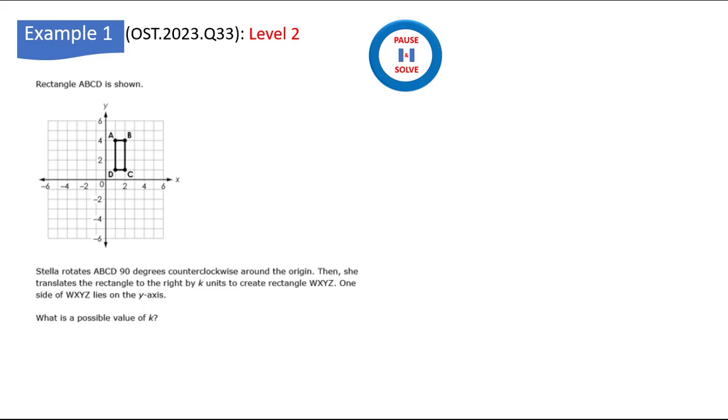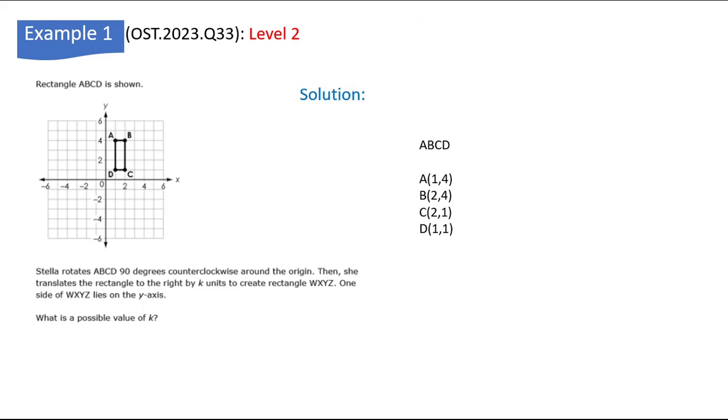Okay, now here let's see. We have a 90 degrees counterclockwise rotation. So I'm going counterclockwise this way to the left, 90 degrees. This will end up being here. Okay, so let's find the coordinates of these points. So A is 1, 4, B is 2, 4, C is 2, 1, and D is 1, 1.